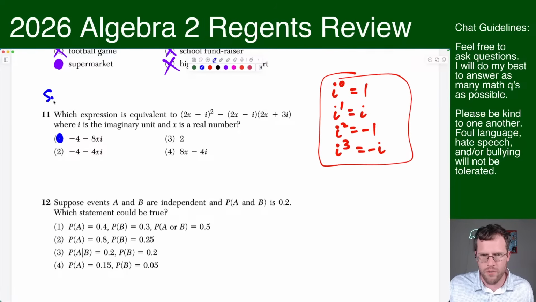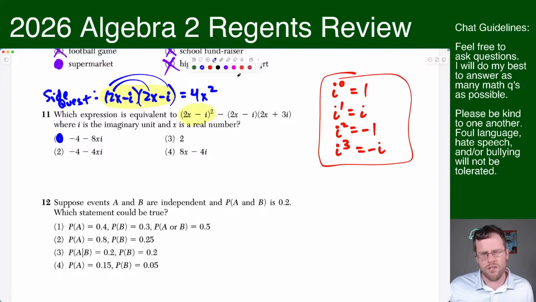So I'm going to go on a side quest. Side quest: 2x minus i squared. This piece, I'll write over here. That's going to be 2x minus i times 2x minus i. And then we get 2x times 2x is 4x squared. Then we get minus 2xi.